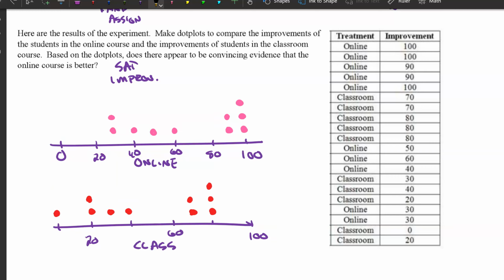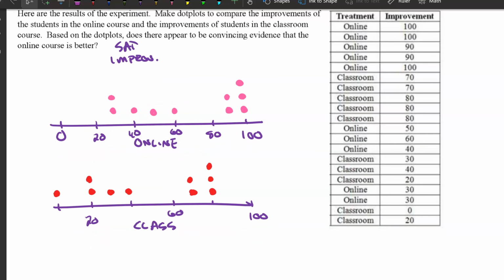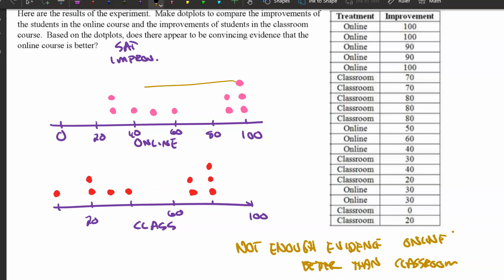I would say I really don't think there's a significant difference in these two groups. There's too much overlap. There's too much variability. So I would probably say maybe not enough evidence that online is better than the classroom. There's some evidence, right? Looks like they're a little better, but I don't know about significantly better, okay? Again, what's working against us is all this variability.